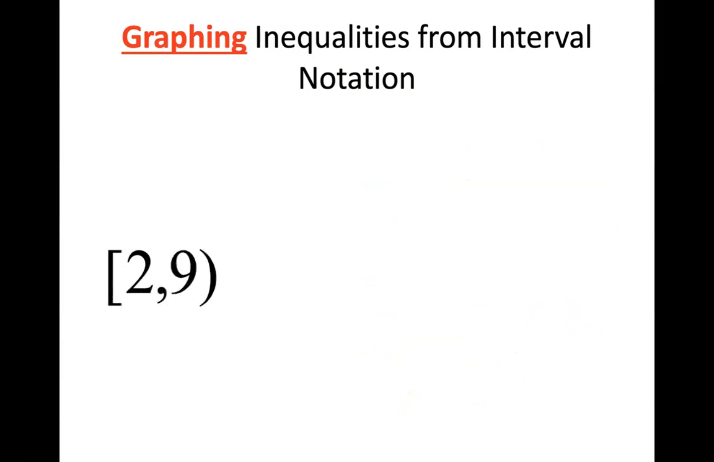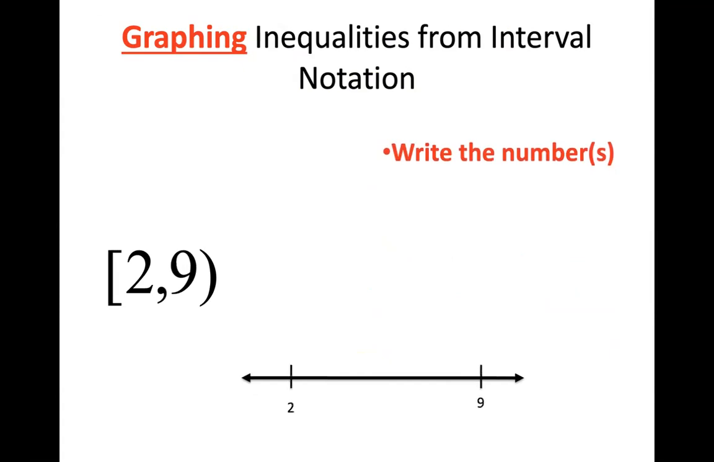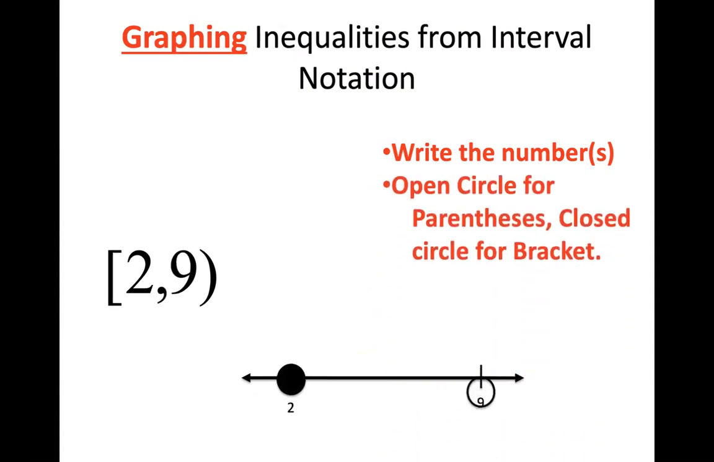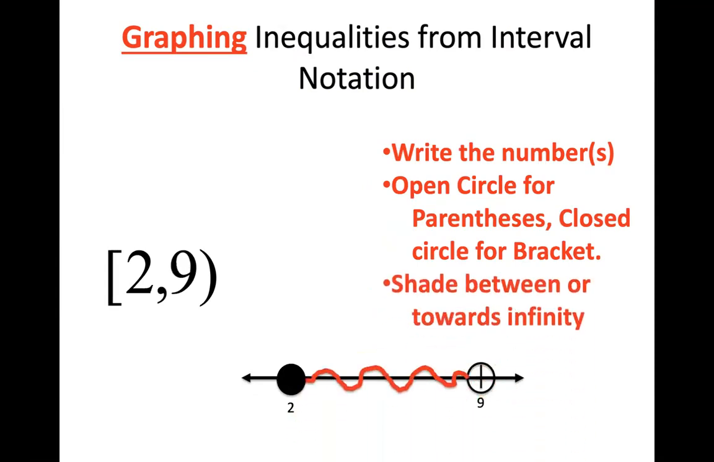Let's see that again. So I got 2 numbers now. So this is going to be one of those and ones. I'm going to have 2 numbers, the smallest number on the left, the biggest number on the right. So I need 2 tick marks, 2 and 9. We need a closed circle on 2, and I need an open circle on 9. Notice why, because I got a bracket and a parentheses. And then I just shade in between.